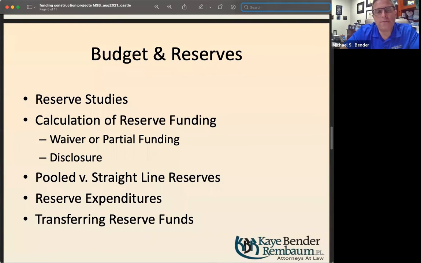In order for you to take funds from the roof reserve line in straight line reserves, you must get a vote of the membership. The same vote you need to waive or partially fund is the vote you'd need to take reserves out of a straight line item and use it for a purpose other than for which it's been designated. So the reserve funds have been designated to the roof. In your budget, you said we're taking $1,000 this year, putting it in the roof reserve. Once it's in there, it's in the roof. If you want to use that for some other purpose, you need the membership to approve that.